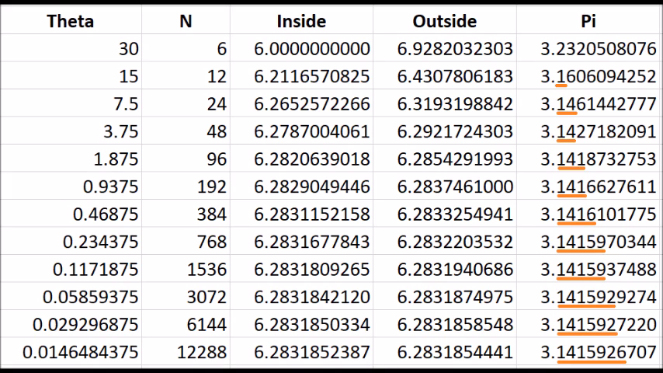At this point I have stopped drawing polygons. 12,000 sides would be hard to visually distinguish from the actual circle. Thankfully, we have developed a mathematical method that allows us to keep extending as far as we desire, even if we don't have a picture to look at.